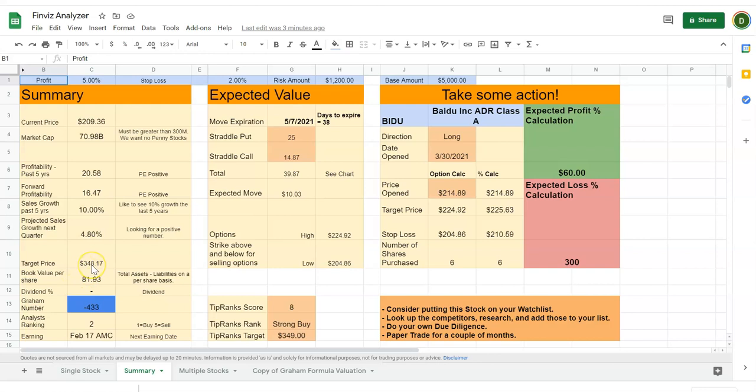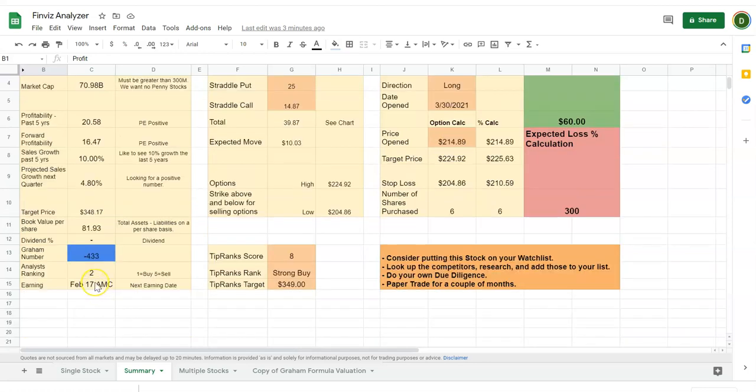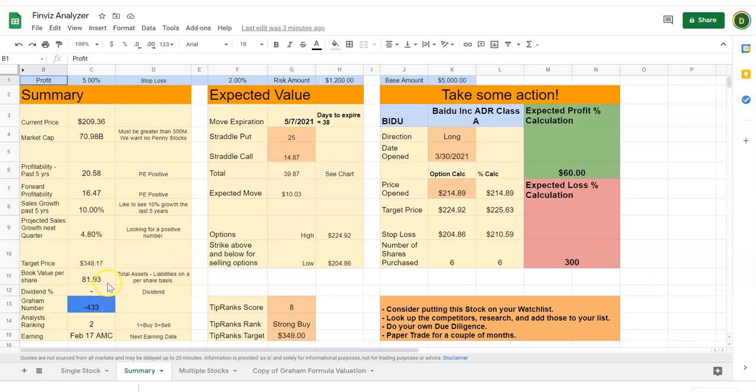I'm trying to make sure of that. Target price is 348 according to Finviz, and 349 according to Tipranks. It has a Graham number, which means there's some value. If you break the company apart, there'd be value left over. Had earnings in February, so it's about another month or two for the next earnings. And the analyst rating is a 2, which is a buy, according to Finviz. And it's strong buy, according to Tipranks.